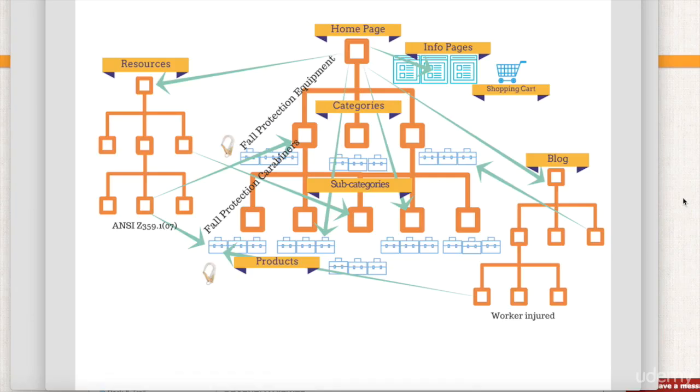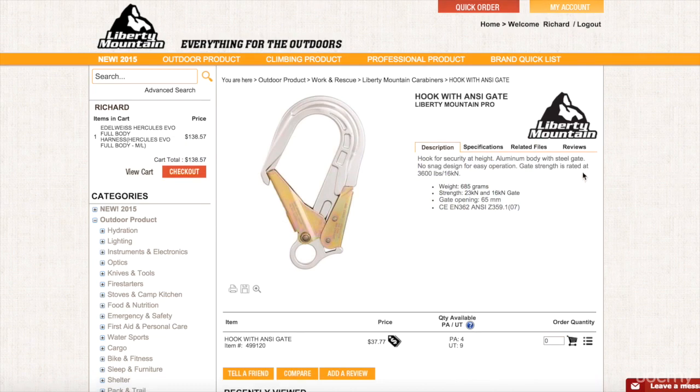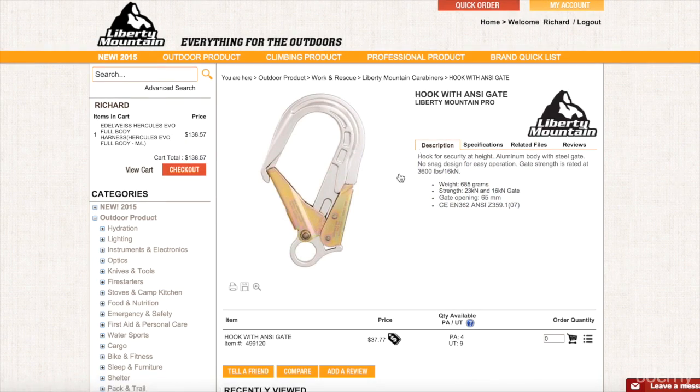Let's walk through a little example of how this website structure would roll out. This example is for OnlineSafetyDepot.com. I'll show you one of the products that I sell. It is this hook with ANSI gate. It's a kind of carabiner. That's what it's under here. Liberty Mountain is a manufacturer. That's a carabiner that they make.